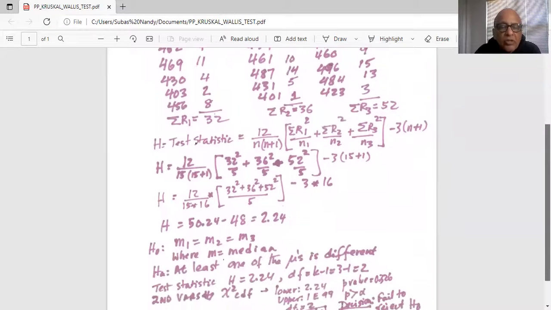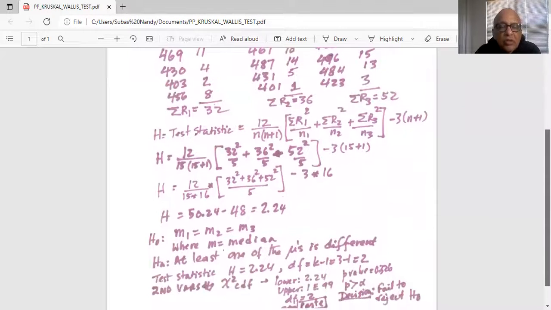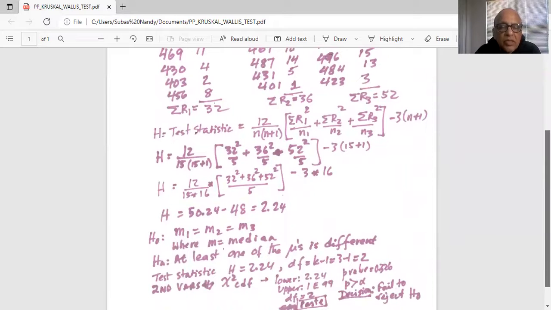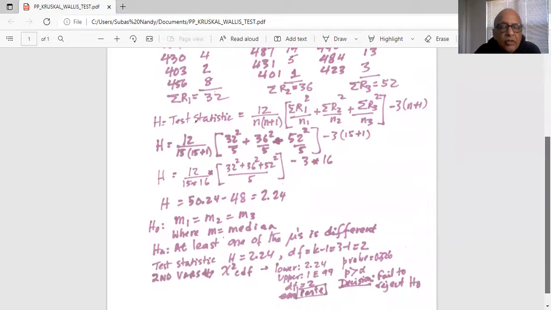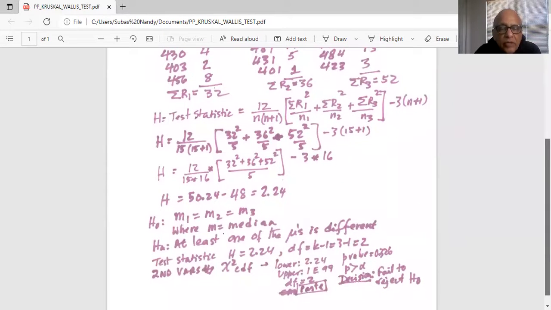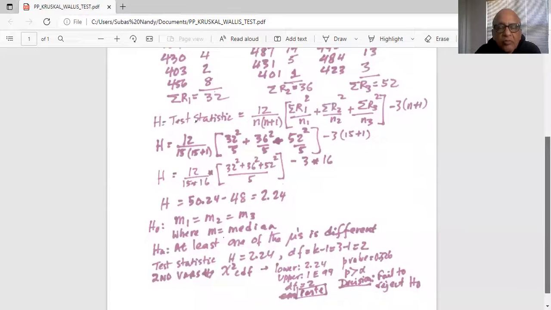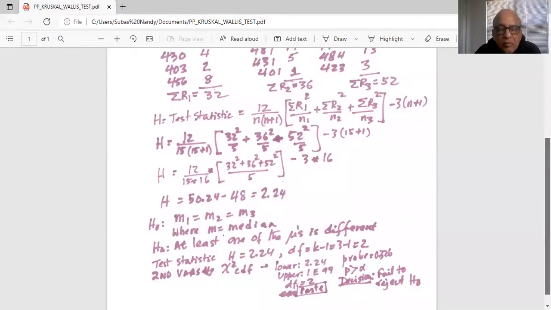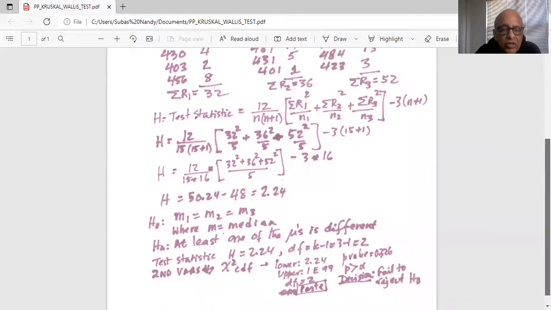Now our null hypothesis is M1 equal to M2 equal to M3, where M is the median, and the alternate is at least one of the M's is different. So the test statistic is 2.24. Degrees of freedom is K minus 1. K is the number of populations being compared, which is 3. 3 minus 1 is 2.